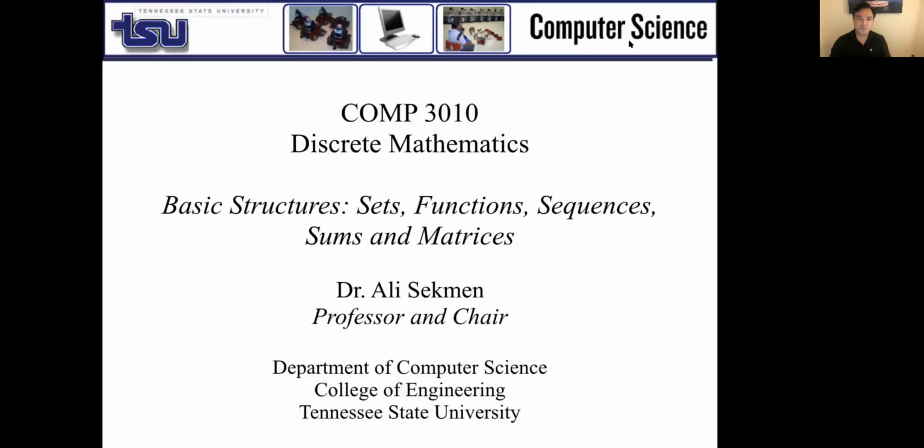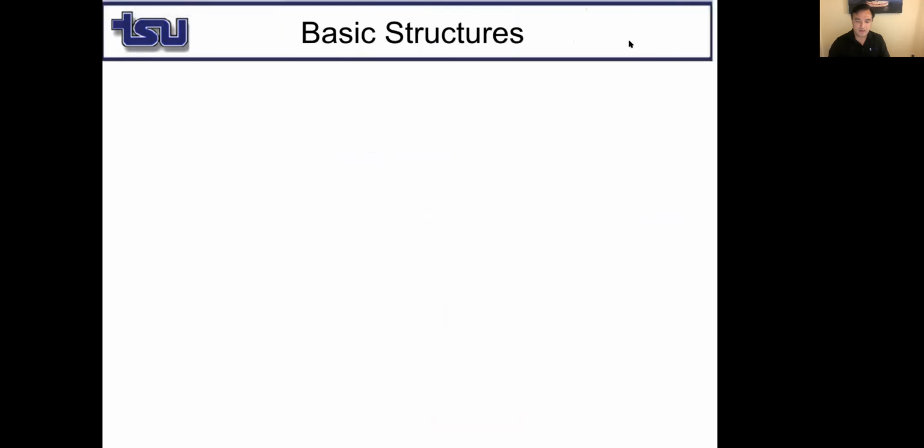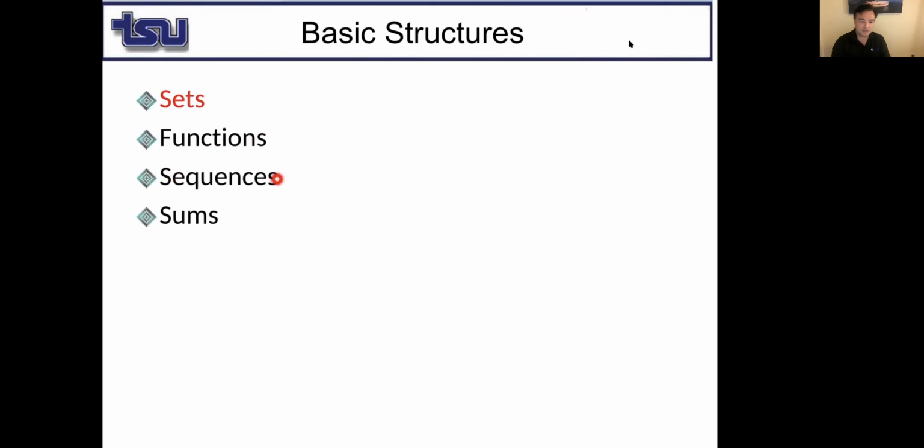Okay, so this is Comp 3010 Discrete Mathematics class at Tennessee State University. And we are going to start talking about sets today. And next lecture, we're going to talk about functions. And then we'll talk about sequences and sums, and also matrices, which are basic discrete structures.